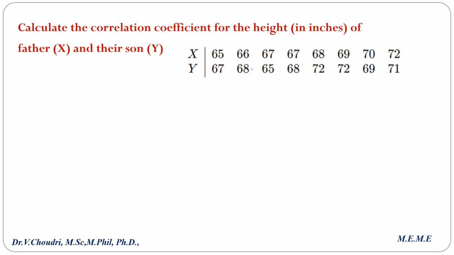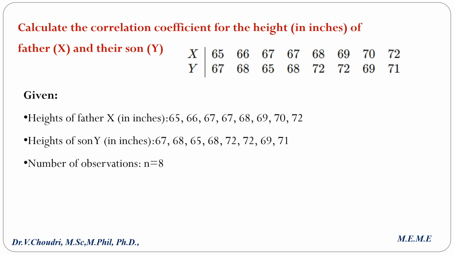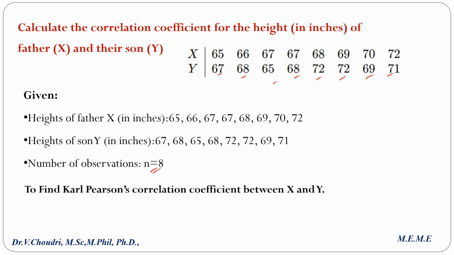Y, height of the son in inches. Okay, so what is given? Heights of the father x in inches and height of the son y in inches, 67 to 71. Now the number of observations: 1, 2, 3, 4, 5, 6, 7, 8. So n equal to 8. Now let us find the correlation coefficient between x and y.